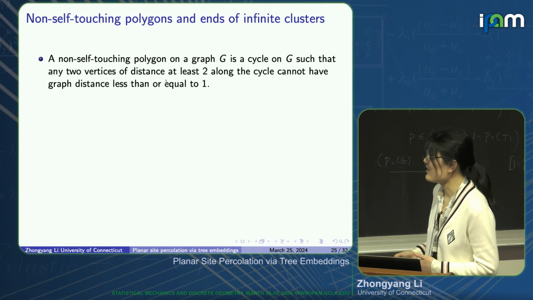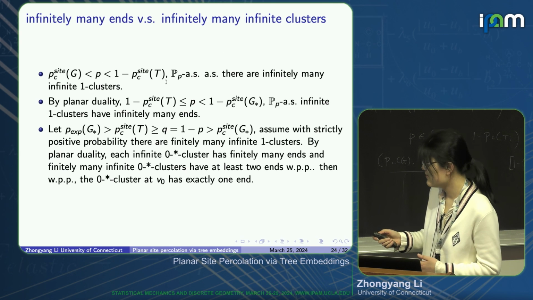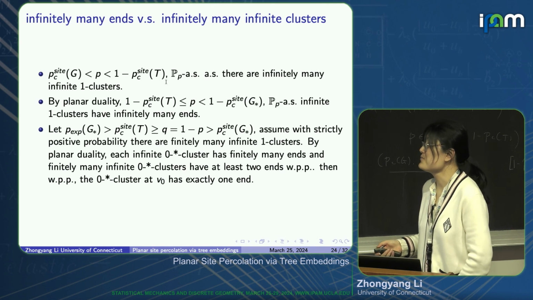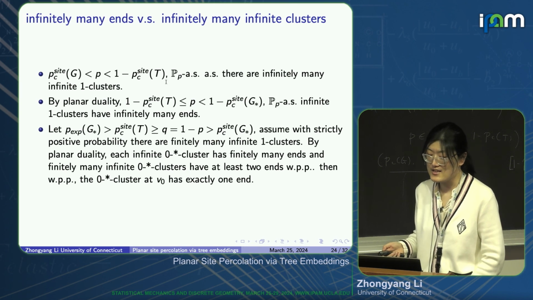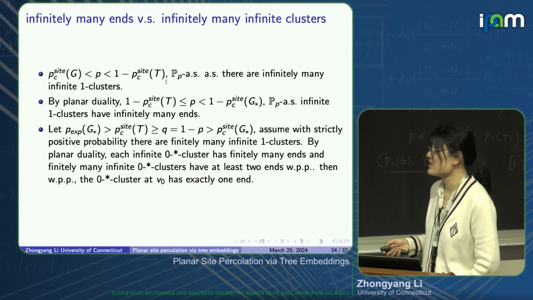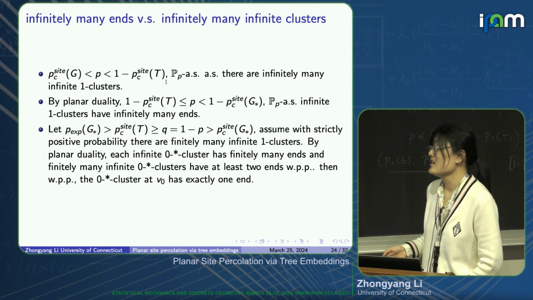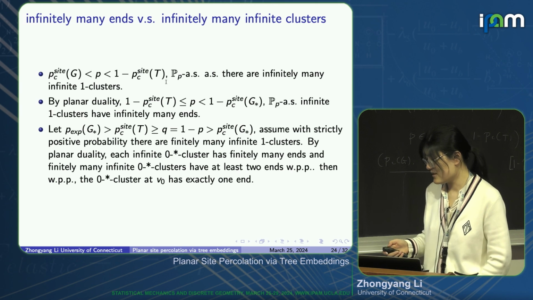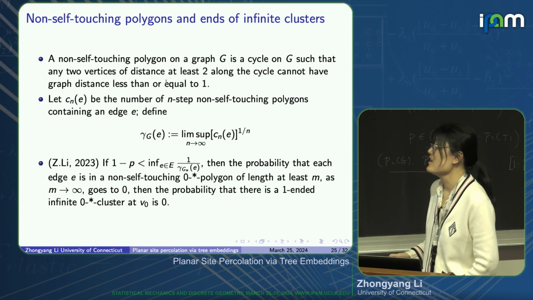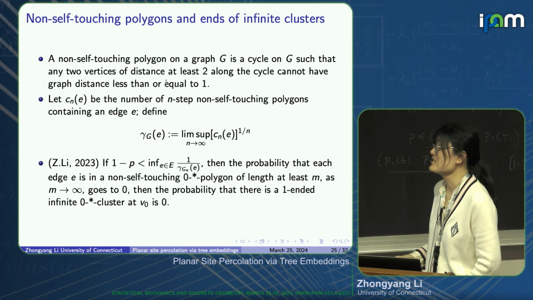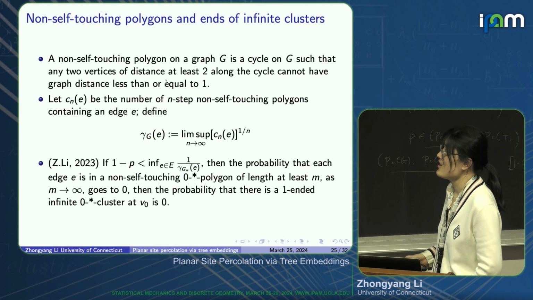So we first show that, assume that there exist finitely many infinite one clusters, but those infinite one clusters have infinitely many ends. Then we show that with strictly positive probability, at one vertex, the infinite star cluster has exactly one end. Then we consider C_n(e) to be the total number of n-step non-self-touching polygons passing through e, and we take the nth root of this C_n(e) and take the limit as n goes to infinity, somehow like the exponential growth rate of the n-step non-self-touching polygons.